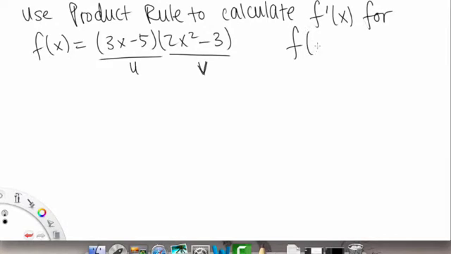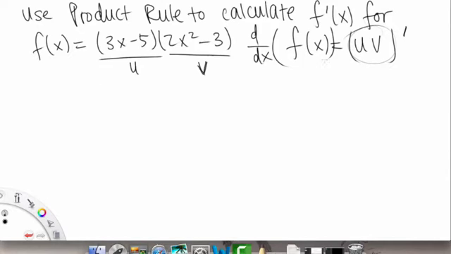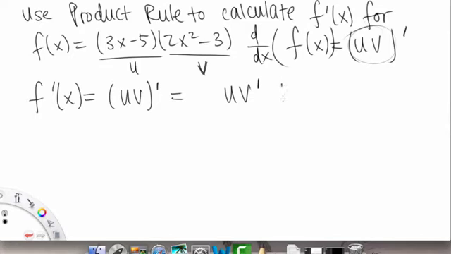So our f of x is composed of u times v. If we're going to take the derivative of f of x, we're taking the derivative of a product of two functions. This is how we know to use the product rule. Let's refresh our memory. f prime of x, also known as (uv) prime, is equal to u v prime plus u prime v, all right?